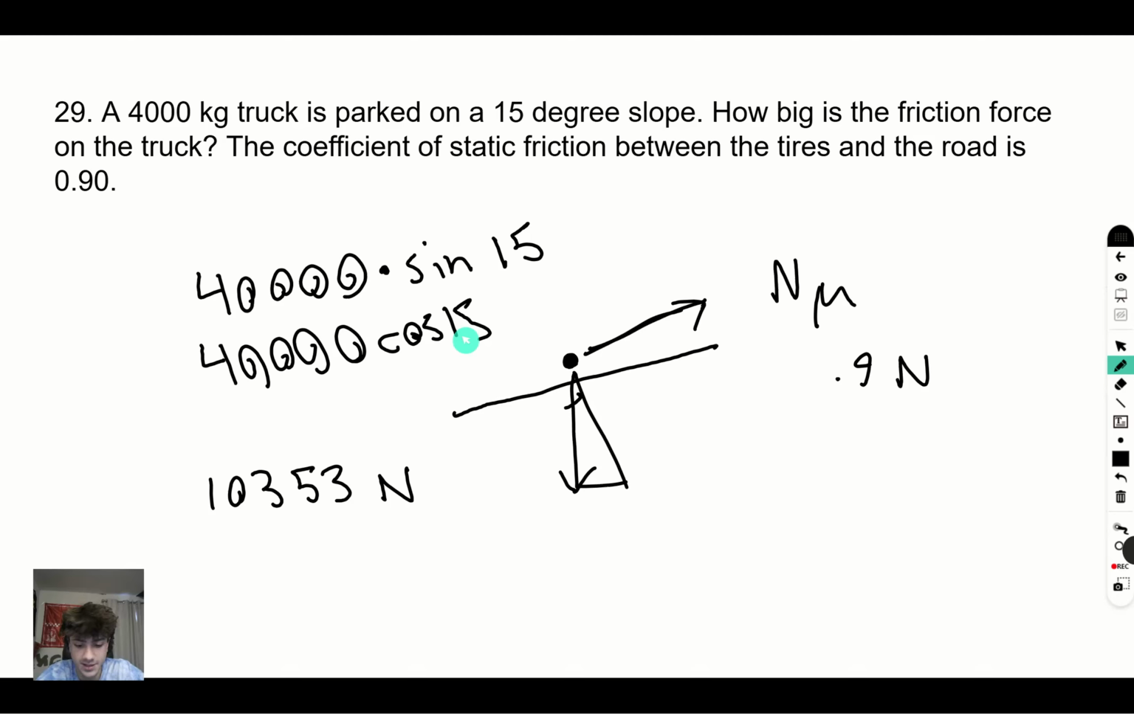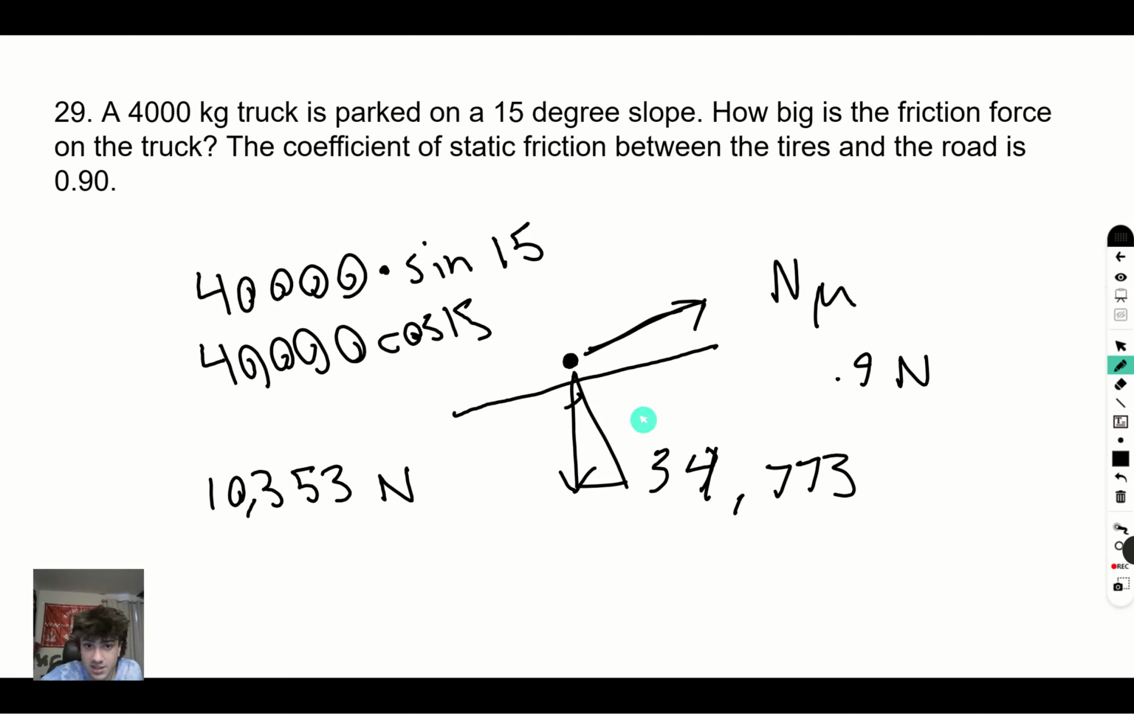And here you get that is going to be, hold on, let me make sure I did my calculation. Okay, yes, approximately 34,773. So the frictional force is going to be way larger than the force that is trying to get the truck down the ramp. So therefore, we know that the truck is not falling.